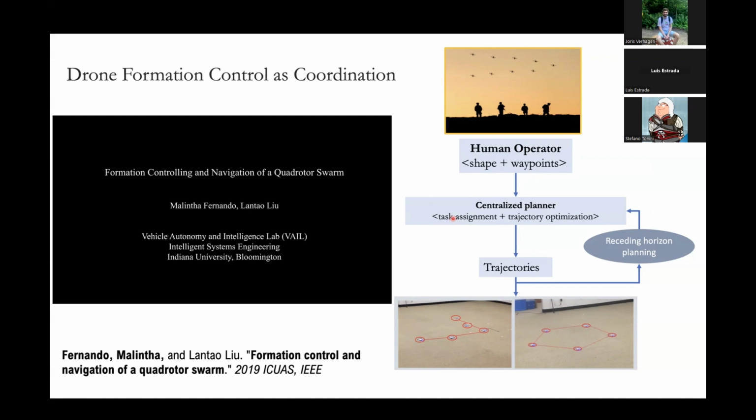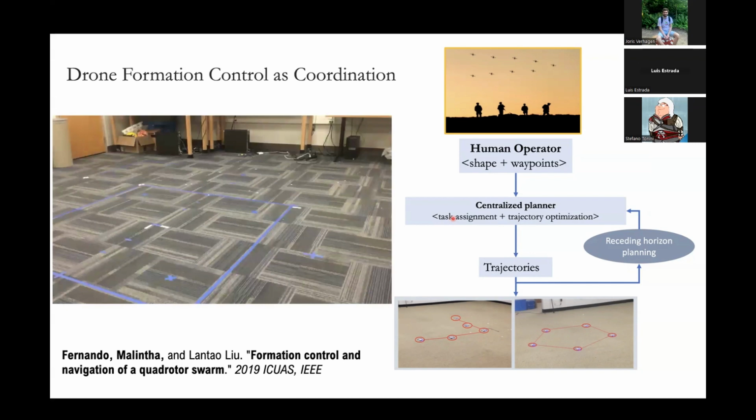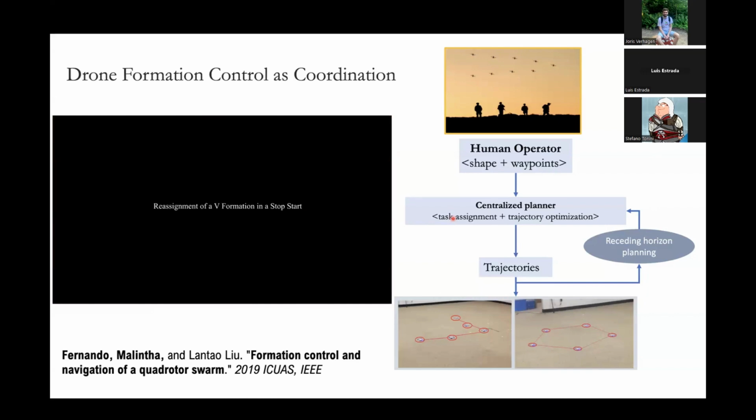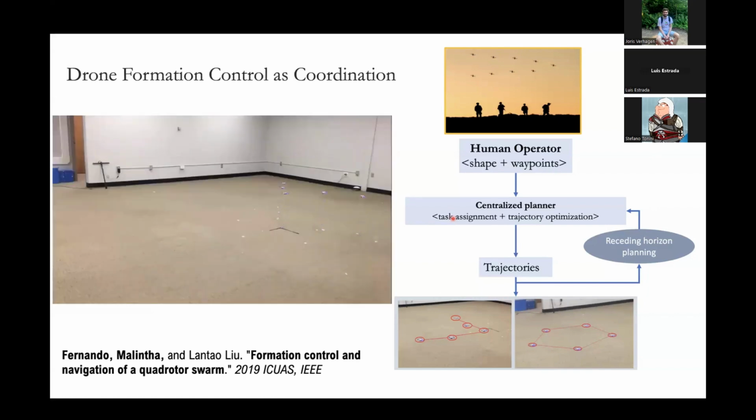The human operator may define this formation by using a shape vector. And it will give a set of waypoints or a trajectory that in this case acts as a virtual leader to guide this formation in the environment. And then we use a centralized planner to offset the locations of each individual robot from the virtual leader and then calculate its own trajectories.